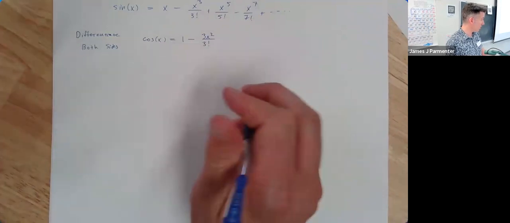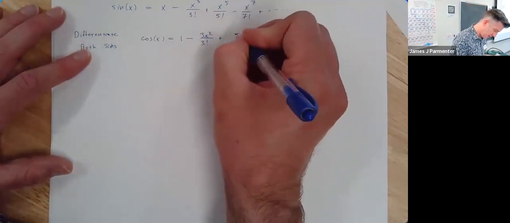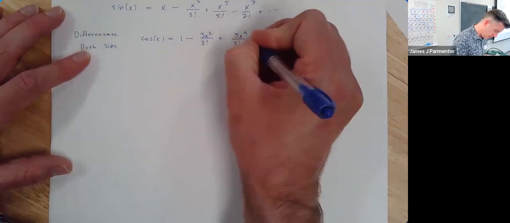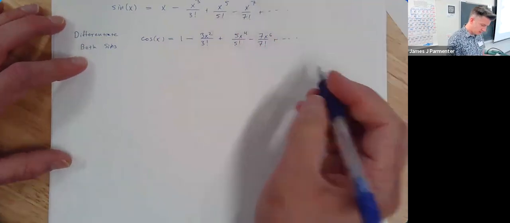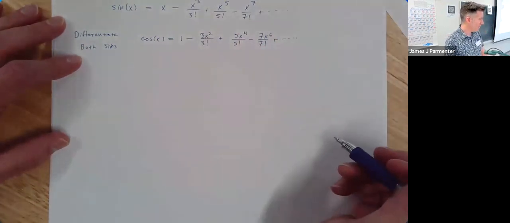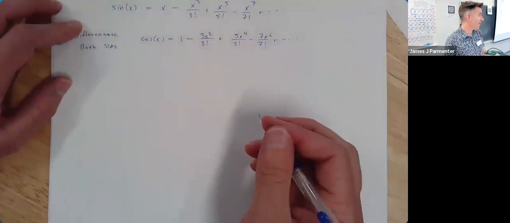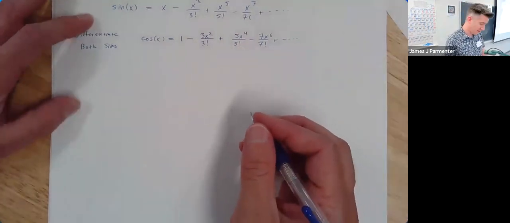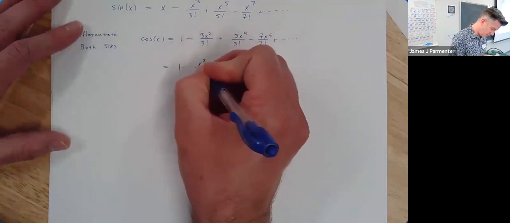I don't need to use the quotient rule here, right? Because it's just dividing by a constant. And then I'm going to get plus 5x to the 4th over 5 factorial minus 7x to the 6th over 7 factorial, and so on. But 3 over 3 factorial, well, 3 factorial is 3 times 2 times 1. The 3's cancel, and you're left with 2 times 1, which is 2 factorial. This is really equal to 1 minus x squared over 2 factorial.